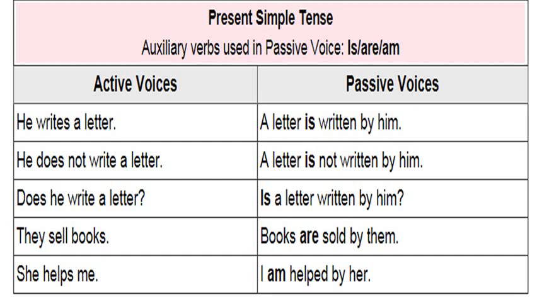So how can we change an active question into a passive question? Again, the object, singular or plural? Singular. So is. The object, a letter. Third form, written, by plus the agent or the subject, the doer of the action, by him. They sell books. So books, plural, are sold by them. She helps me. Sorry, I am helped by her.